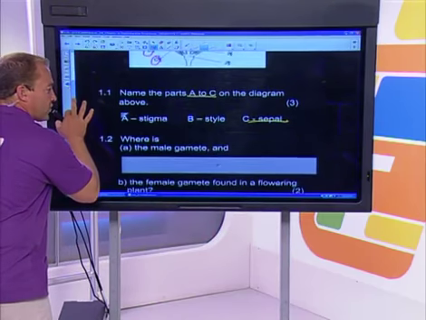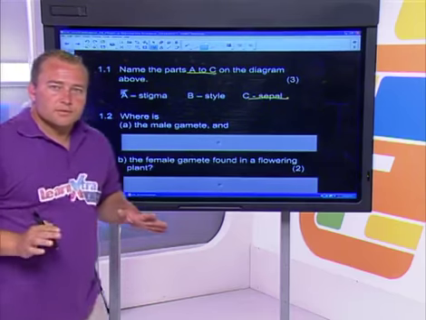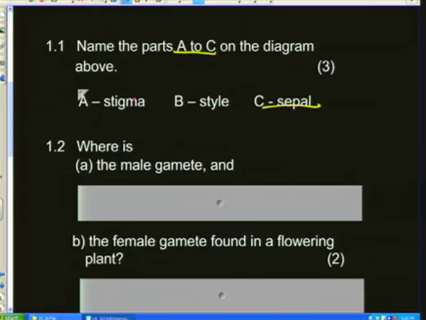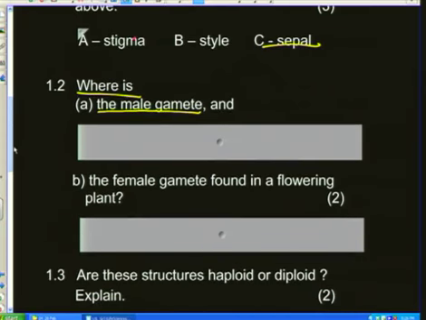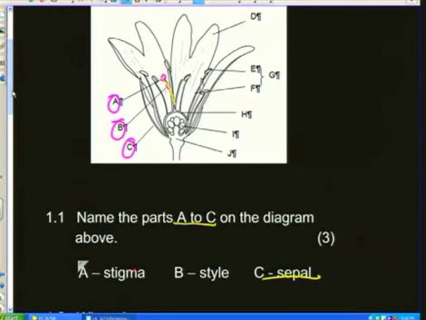If I have a look at the next one, that's the first thing you're going to look at. Where is, so it's going to ask you for a specific place, okay? So where are the male gametes and the female gametes found in flowering plants? It's two questions in one. Let's see. Flowering plants, where are the males found, where are the females found?